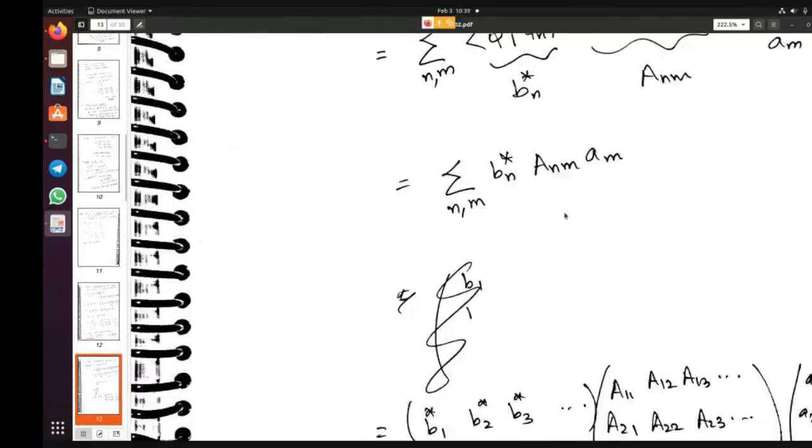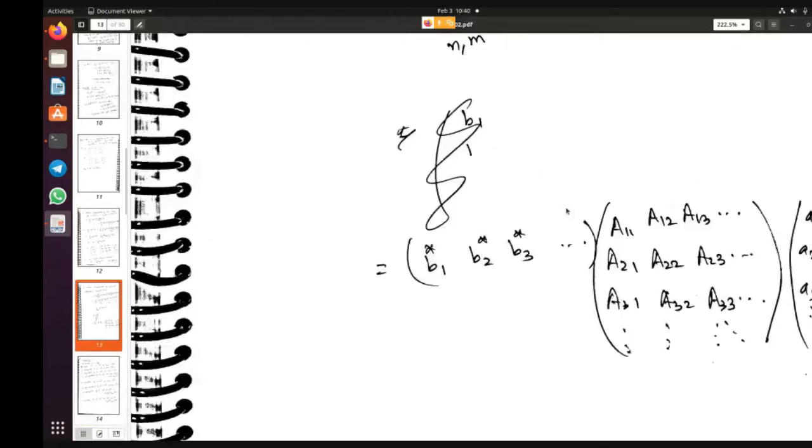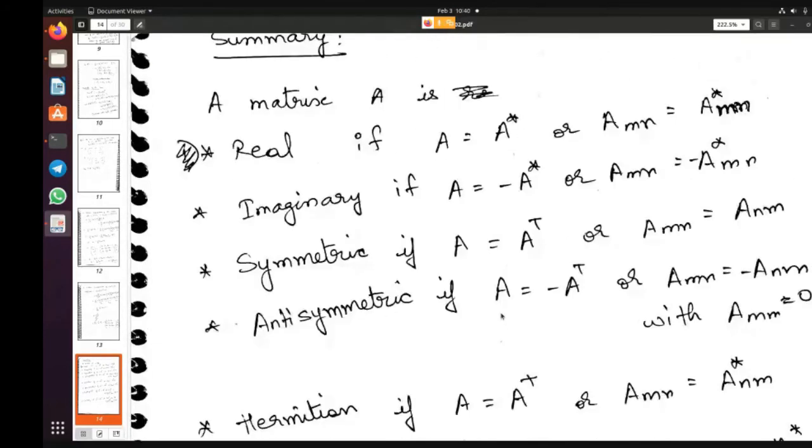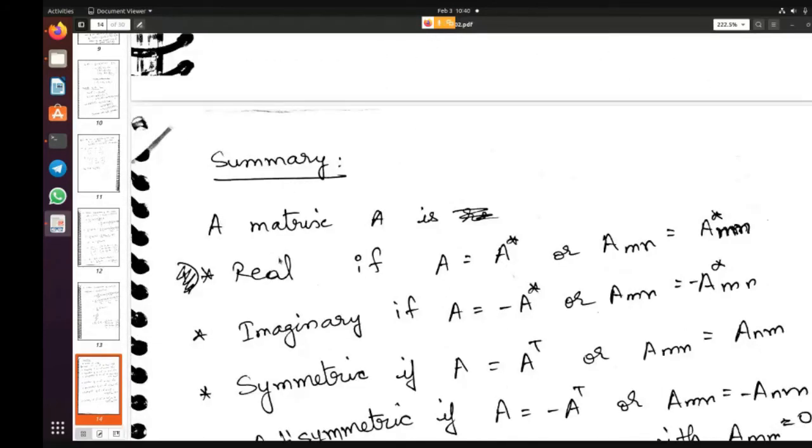Okay, let's go back. All right, so this is a summary of all the matrices we have learned so far. A matrix A is real if A is equal to A star, right? Obviously, if all the numbers in the matrix are real, that is, they are not complex, then you call the matrix real. If even one of the elements in the matrix is a complex number, then you cannot say that it is real.